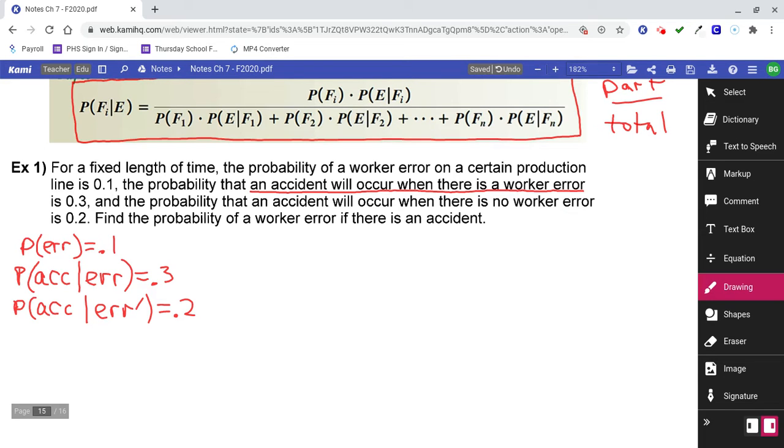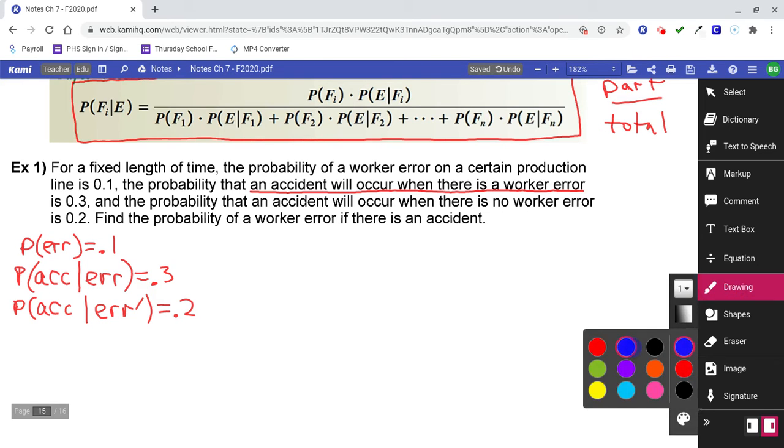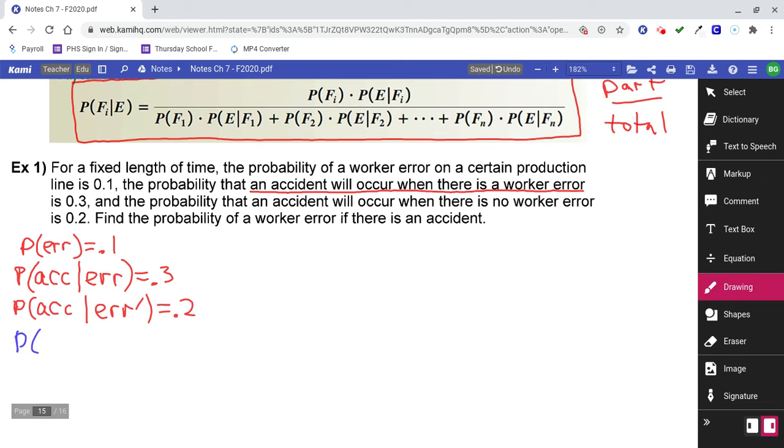And then, let's see, notice we're trying to find the probability of a worker error if there is an accident. So we're trying to find the probability that there's an error given that there's an accident. And if I write it down like this, first of all, this is my hint that this is Bayes' theorem. See how we're asking about error given accident, but they give me accident given error? When you see it flipped around like that, that is a huge hint that it's going to be Bayes.